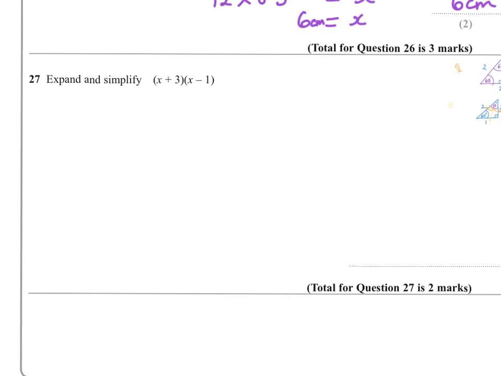Question 27, it says expand and simplify x plus 3 multiplied by x minus 1. And I think a good way here is to use the grid method.